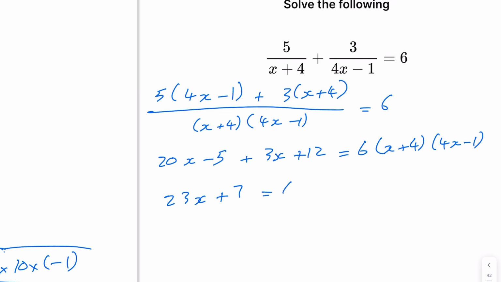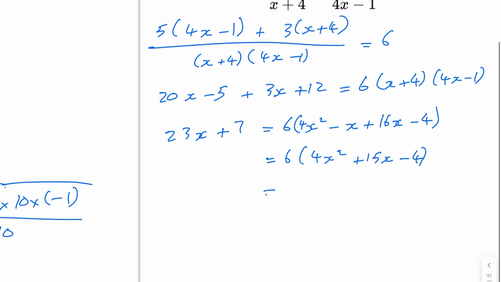And then on the right, if I expand the brackets out, that's going to give me 4x squared minus x plus 16x minus 4. And if I tidy that up, that's 4x squared plus 15x minus 4. And if I expand that out, so that's 24x squared. And if I do 6 times 15, that gives me 90x minus 24. And don't forget about these.